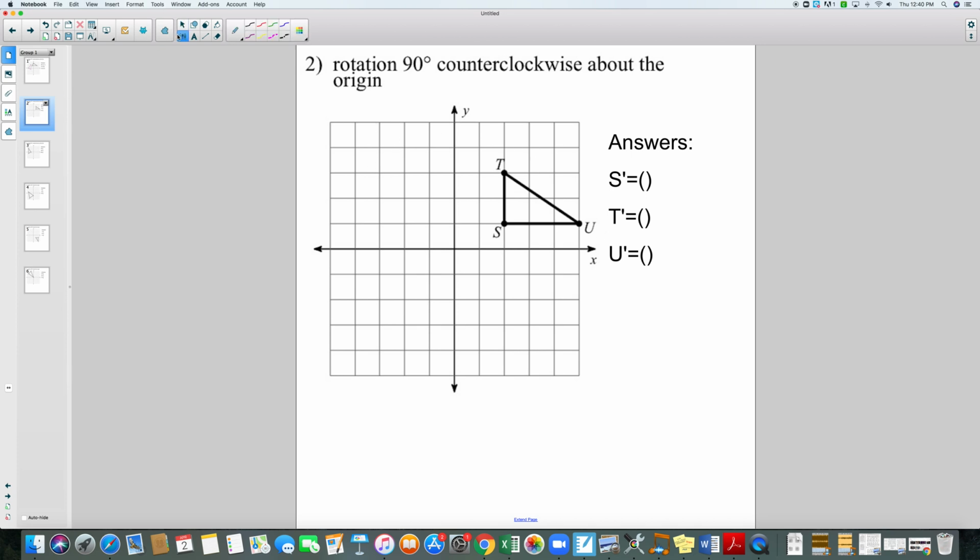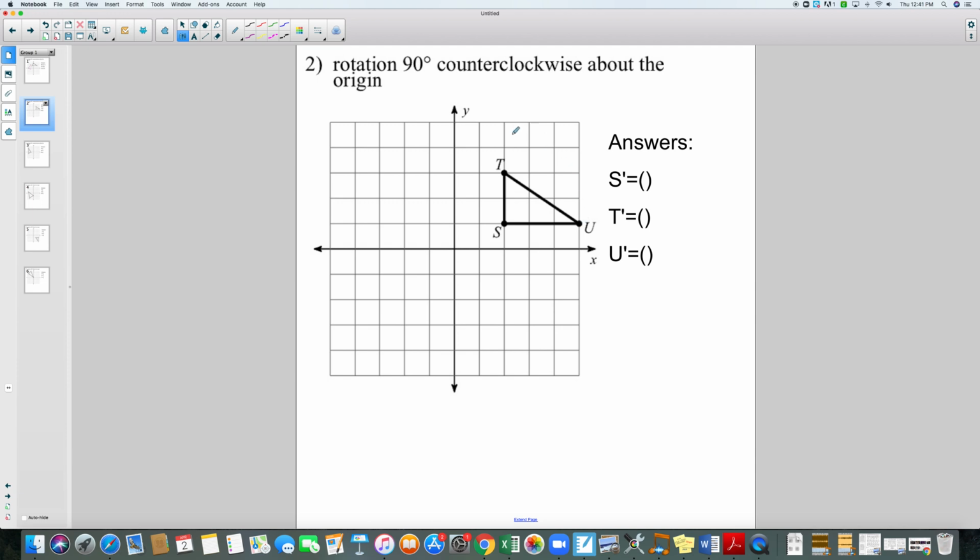All right. So let's start with U. All right. So we can see that on this axis, U is 1 away from the axis, but it is 5 away from our center point. All right. So here's our U.